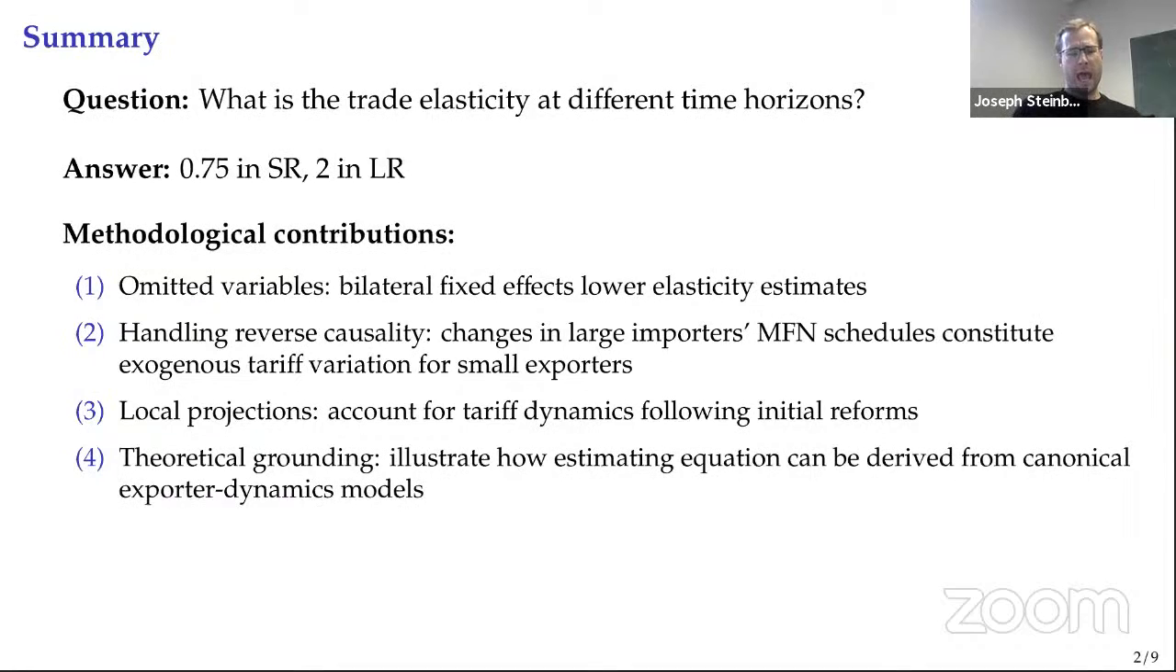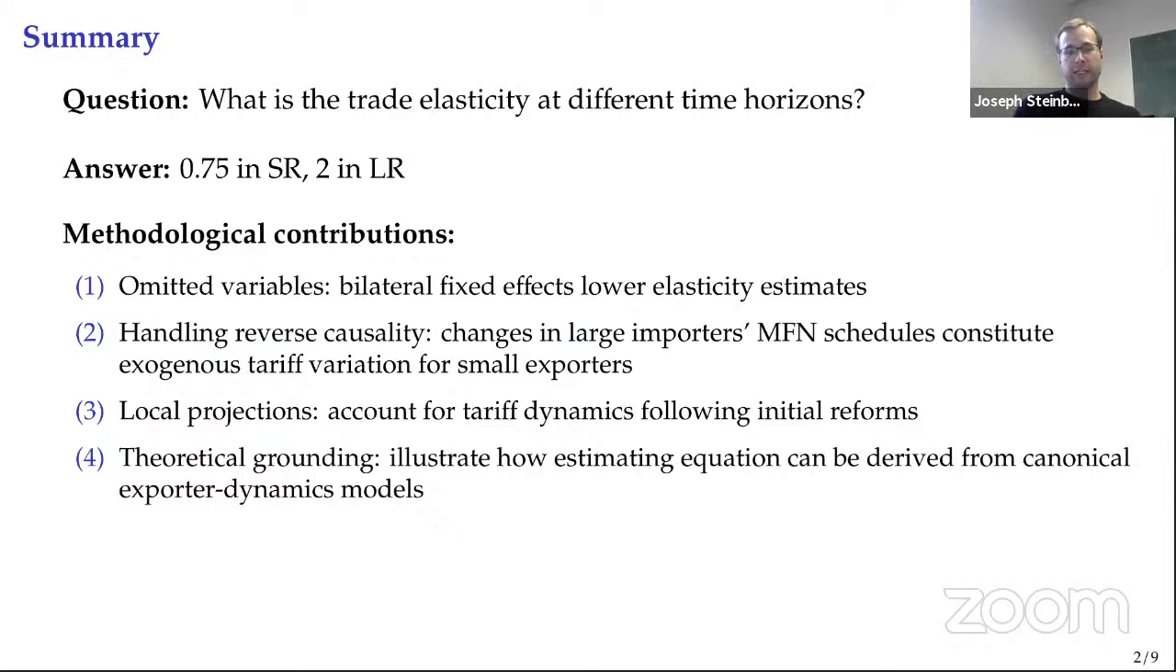Along the way towards getting to these numbers, the paper makes a number of pretty important methodological contributions. So number 1, as Nitya said, omitted variables. Once you include bilateral fixed effects, as well as the traditional multilateral fixed effects, that lowers trade elasticity estimates substantially. Number 2, reverse causality, thinking really carefully about what variation in tariffs should we use to estimate these elasticities? What variation in tariffs really is exogenous?